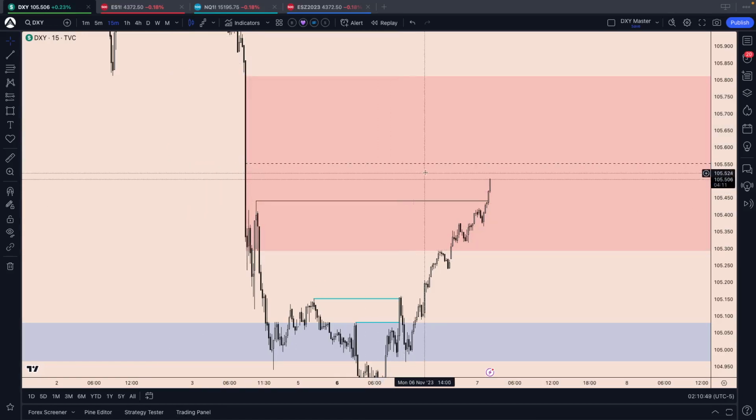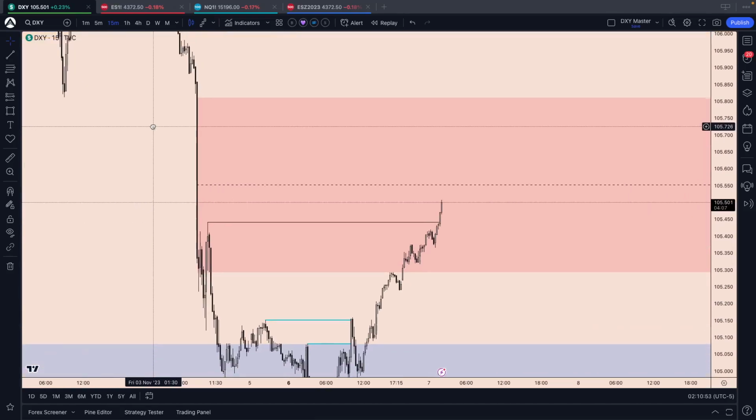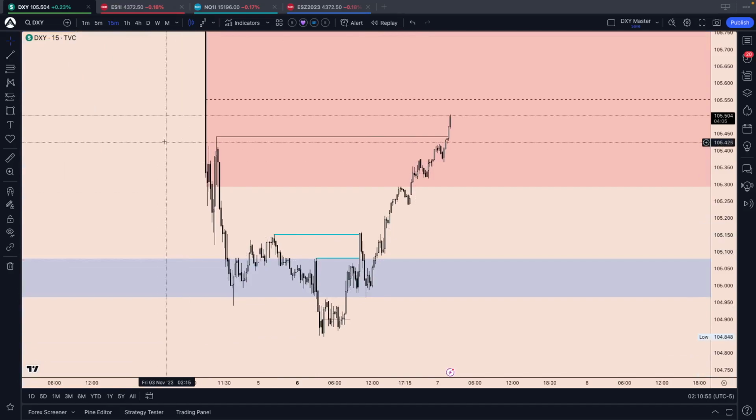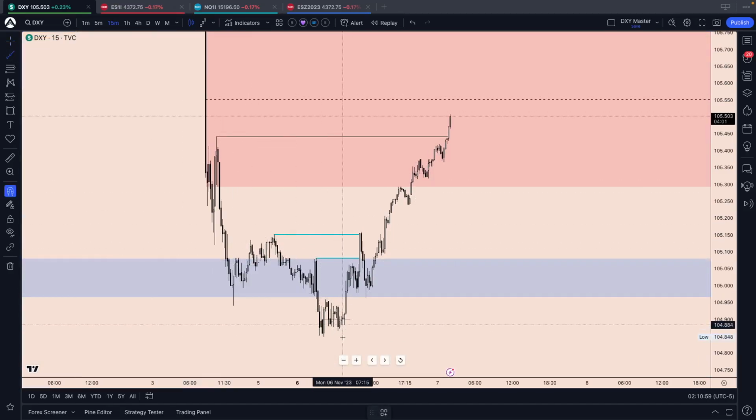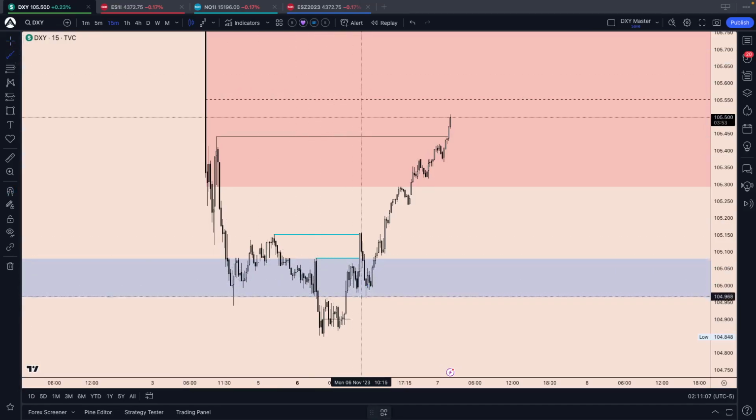Maybe with the DXY breaking, shifting structure, hitting the 50% of the daily bearish fair value gap. Because at some point, we kind of have to break. Okay, this wouldn't work. But you get the idea, this parabolic trend on a 15-minute time frame.